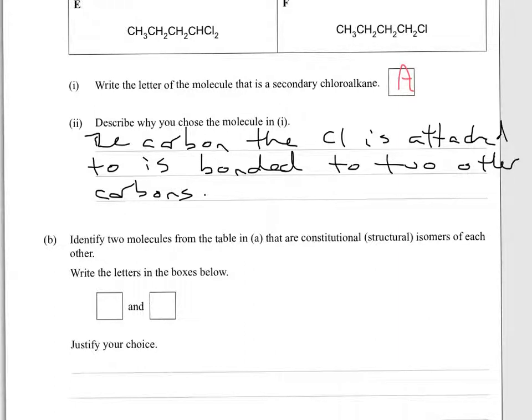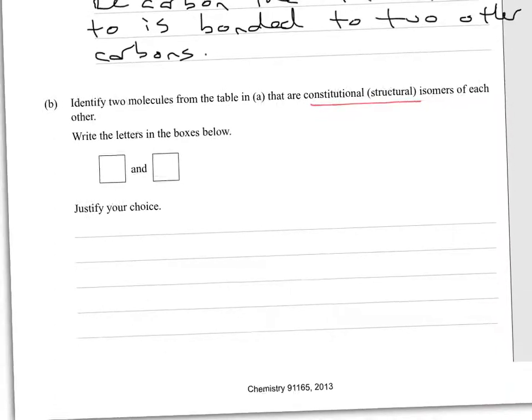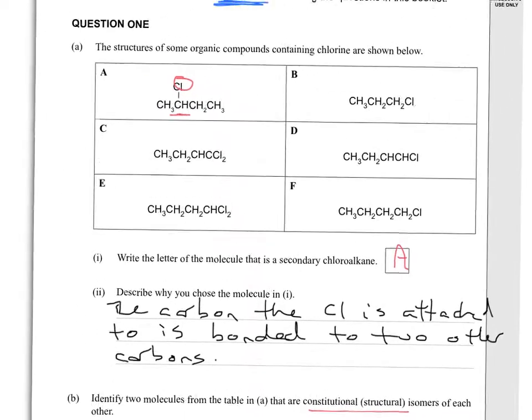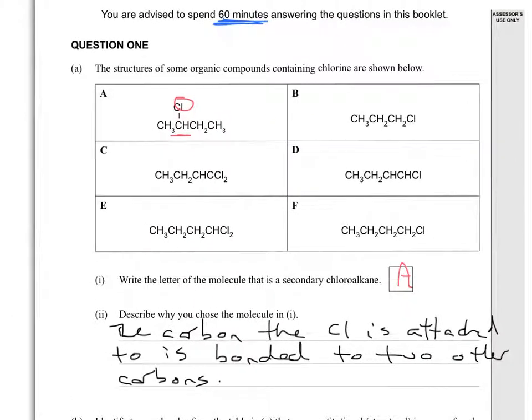Right, B. Identify two molecules on the table that are constitutional or structural isomers. Remember, constitutional isomers are molecules that have the same molecular formula, the same number and type of atoms. And well, let's write this down for the second part of the answer. Identify two molecules, justify your choice. Same number and type of atoms, but they're arranged in different ways or bonded in different ways structurally. So let's have a look at these.